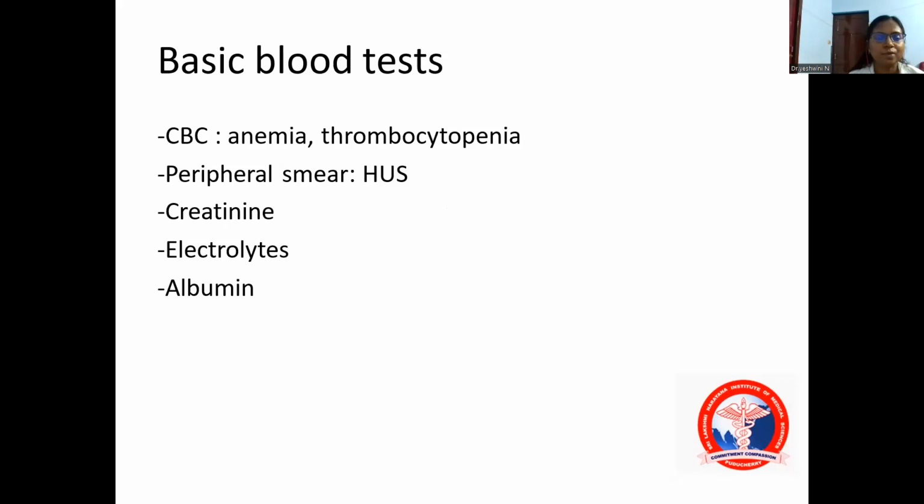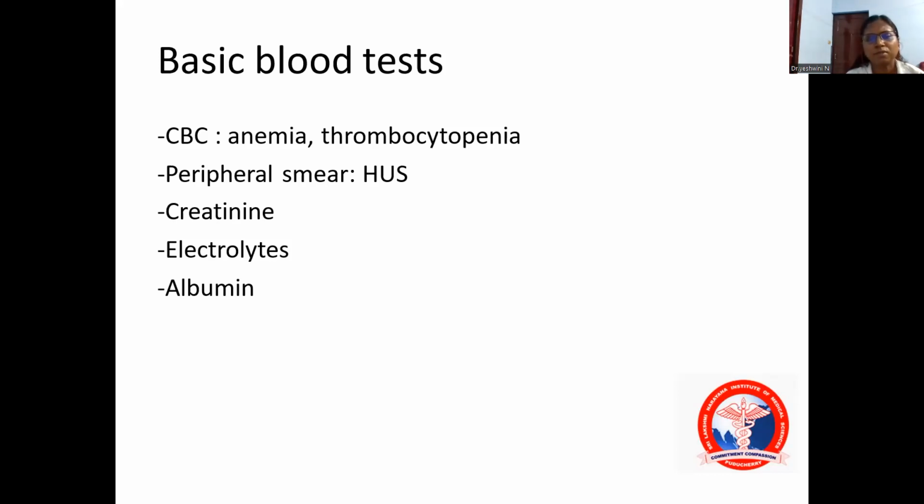Then you do some basic investigations like CBC and RFT. In CBC, what do you find? You can find anemia, which can be because of two reasons. One is intravascular hemolysis leading to hemoglobinuria causing red urine. Or it could be because of renal failure causing anemia. Or hematuria which has led to anemia. So it could be either cause.